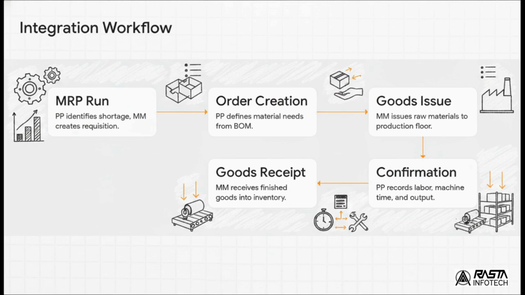Step 3, goods issue. The raw materials arrive and MM issues them directly to the production floor. Step 4, order confirmation. Back over in PP, the labor, the machine time, and the physical output are all recorded. And finally, Step 5, goods receipt. The finished product rolls off the line, and MM receives those finished goods back into inventory ready to be sold. It is a completely seamless baton pass from start to finish.